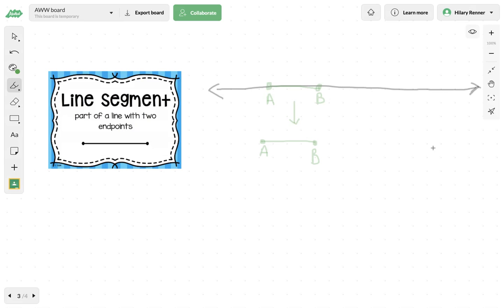A line segment does not go on in infinity in both directions. It is just a part of a line. It cannot go on in opposite directions forever.